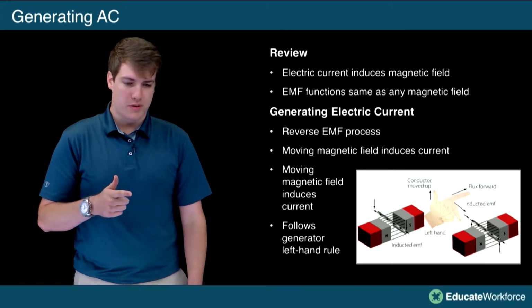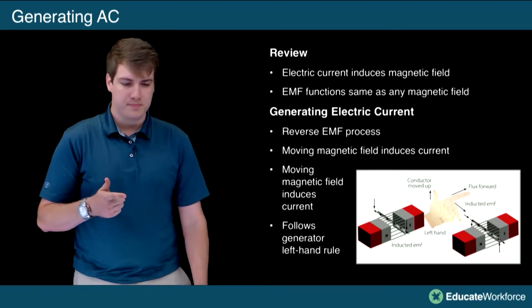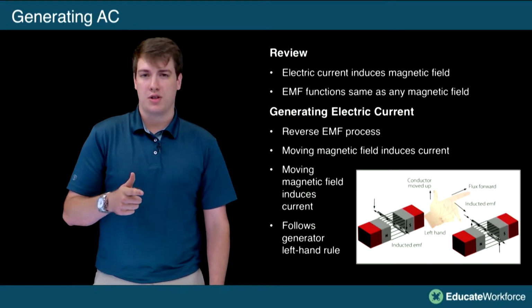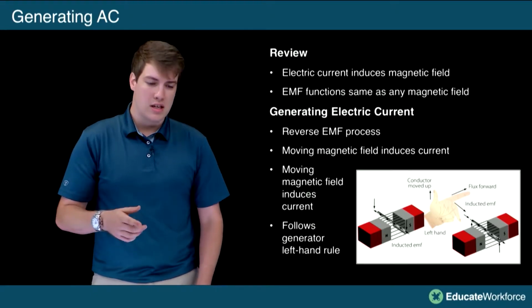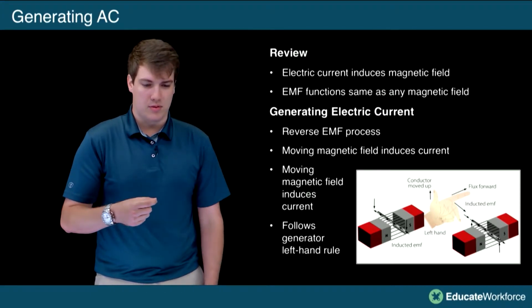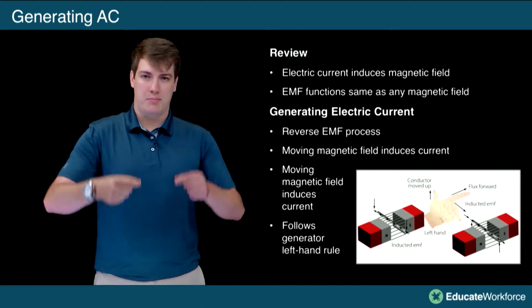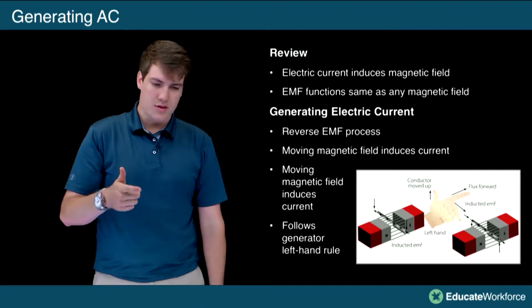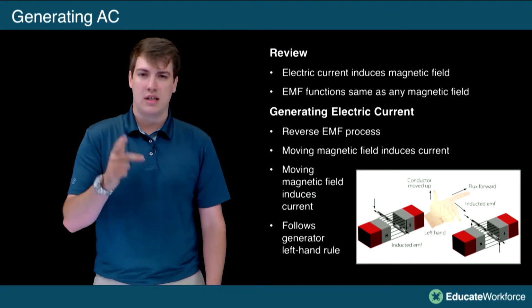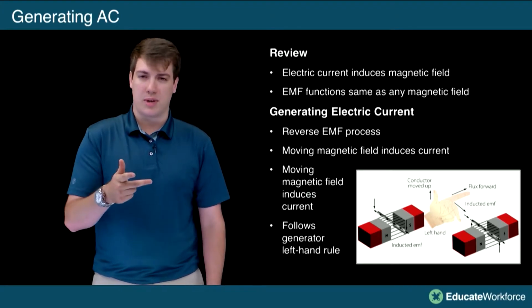You'll point your pointer finger towards the south pole of a magnet. Then your thumb is going to be the direction that you're moving your conductor through the magnetic field. So in this case, they have their thumb pointed up, which means they're moving that wire on the right up through the magnetic field. The last point of the left-hand rule is that the direction of our current is given by our middle finger.